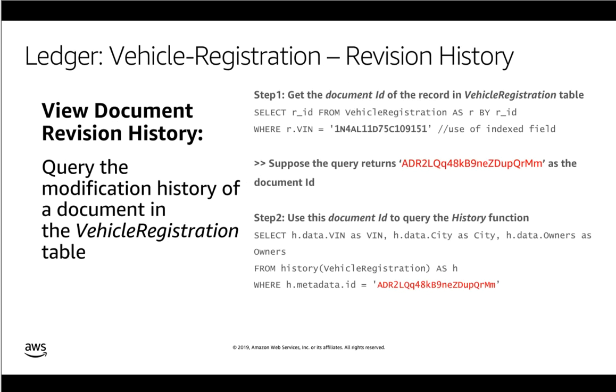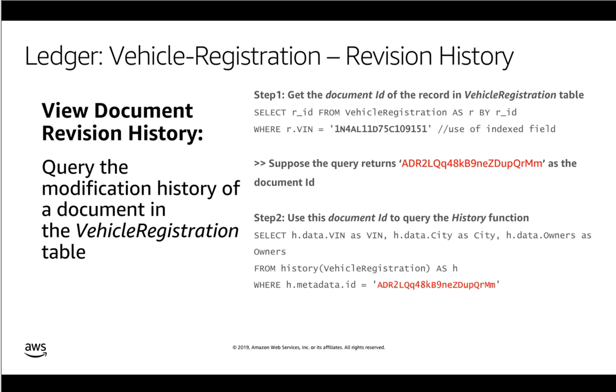Now that we have modified all these documents, the vehicle registration document, QLDB allows you to query the revision history itself. So you can actually query the entire modification history of a particular document, say, for example, in the vehicle registration table. So similarly, what we had done before, we are going to be retrieving the document ID of that particular vehicle registration record in step one.